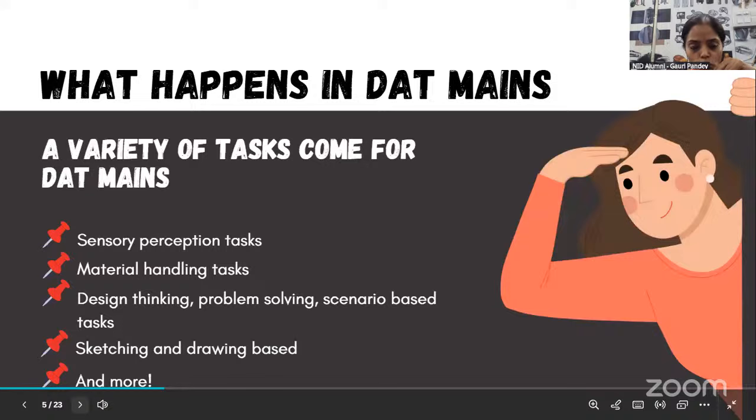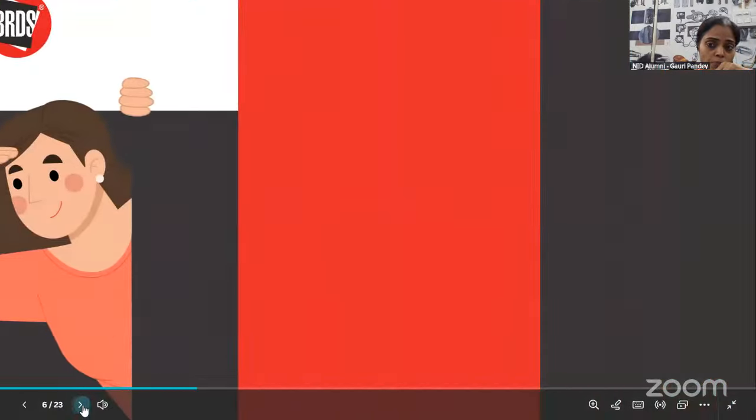I'm going to read through this, and then we'll talk about each one of them in detail. The second is the material handling task. Of course, we all know something related to materials. And then the broad category which has been added, and it's really something you will be required to work on, is design thinking. Problem solving is a scenario-based task. I'll explain that later. And sketching and drawing tasks will always be there. And of course, you can expect more. Let's break it down and understand what it is.